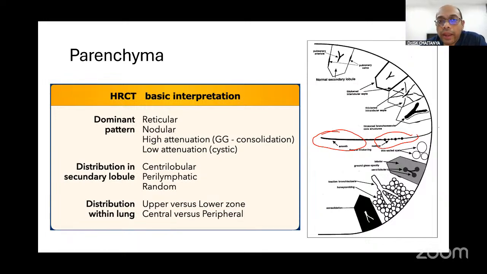There can be high attenuation areas or low attenuation areas. Low attenuation areas are where the image looks blacker. This happens usually when there is emphysema or cysts in the lung.